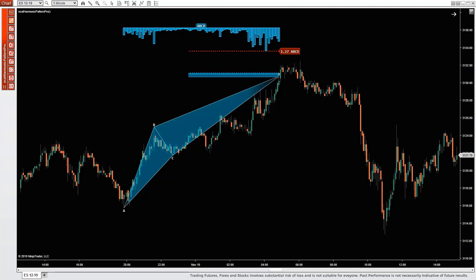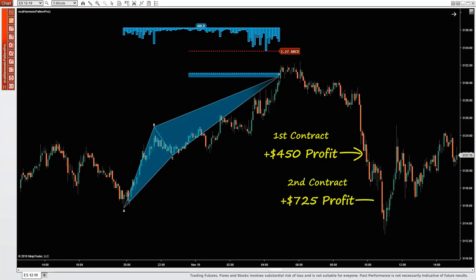Now, you see the market started moving in our direction almost immediately after we entered it. Our first profit target of $425 was hit 3.5 hours after we entered the trade, and the second one for $725 in profit just 40 minutes later. Pretty nice way to start your day, right?